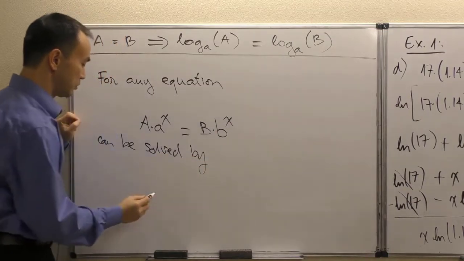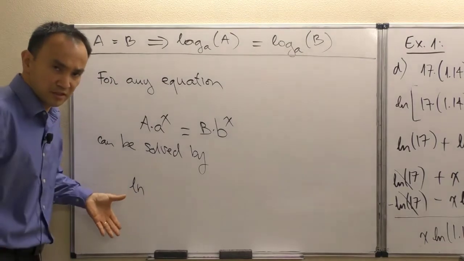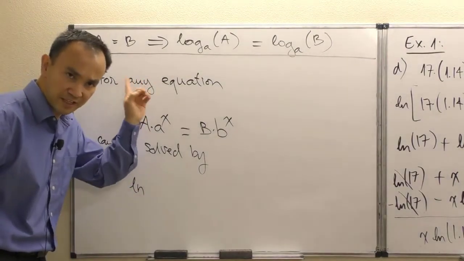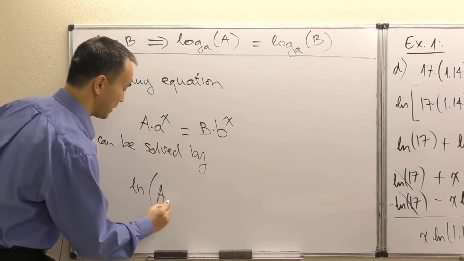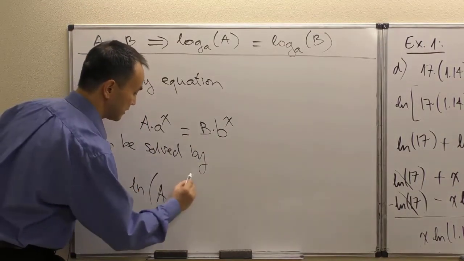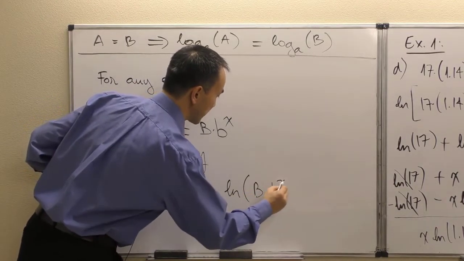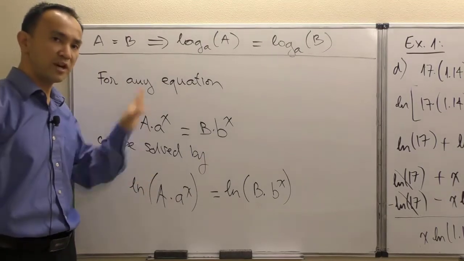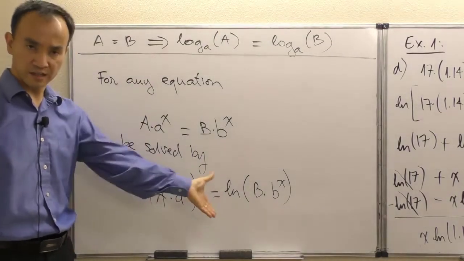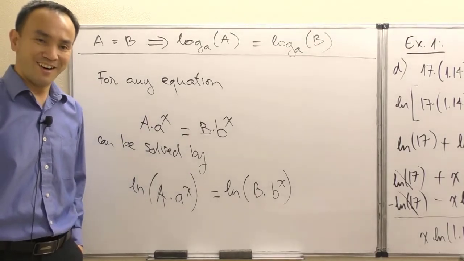By applying a logarithm. I use natural log here, but it can be log base 3, log base 5, as long as it's the same log for both sides. A times a to the x equals b times b to the x. That's the method that came straight out of this, and along the way we apply all the properties of logarithms that we've done.